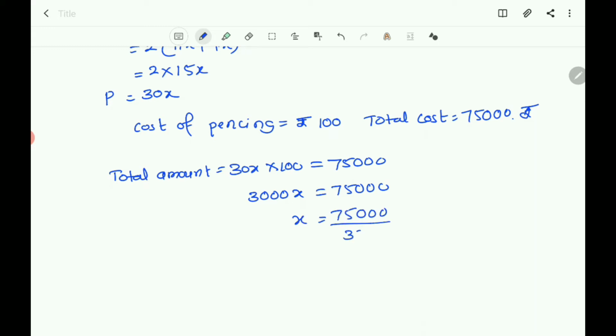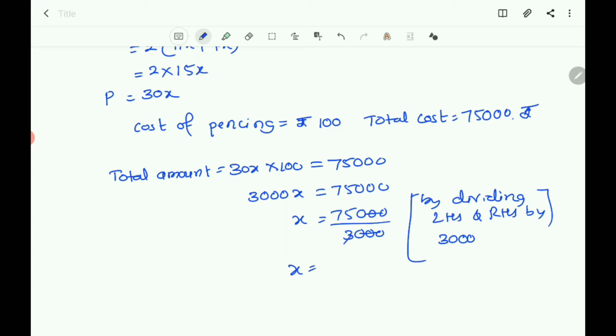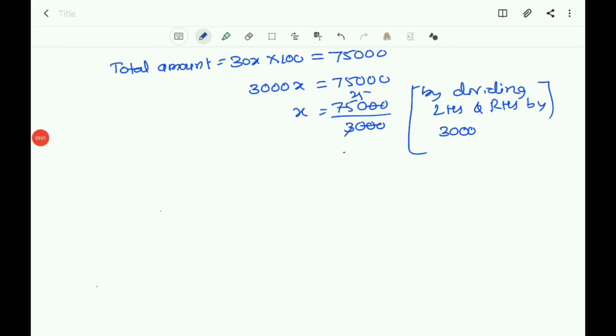By dividing LHS and RHS by 3000, you will get x equals 75,000 by 3000. 3 ones are 3, 25s are 75, and the zeros cancel. So you got x equals 25. x equals 25.